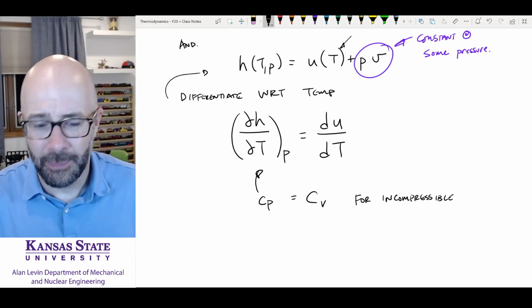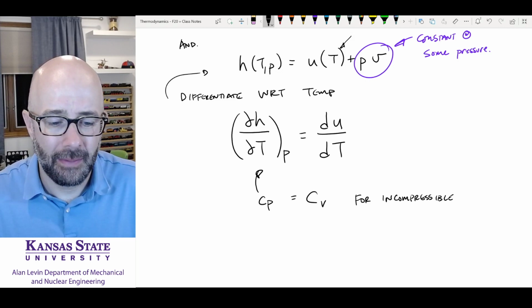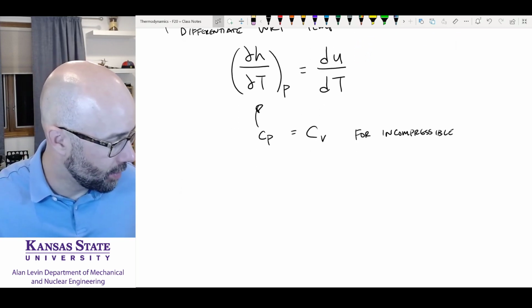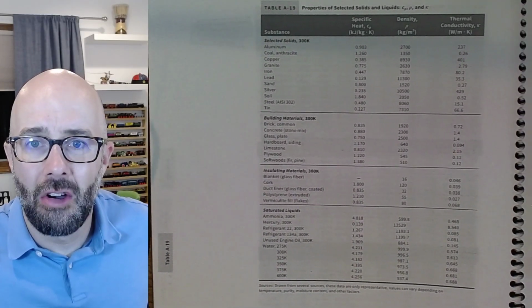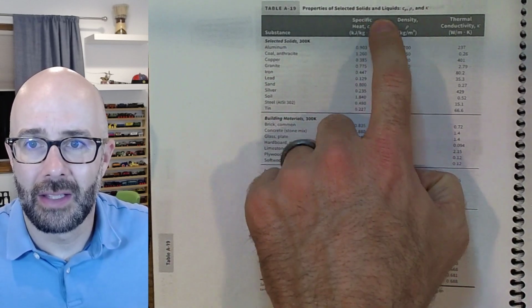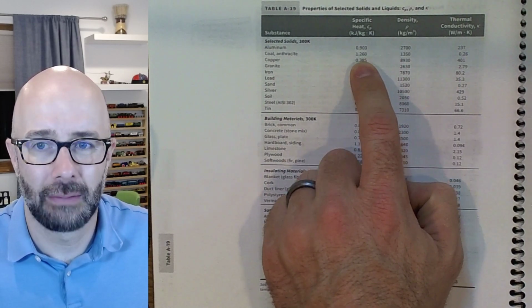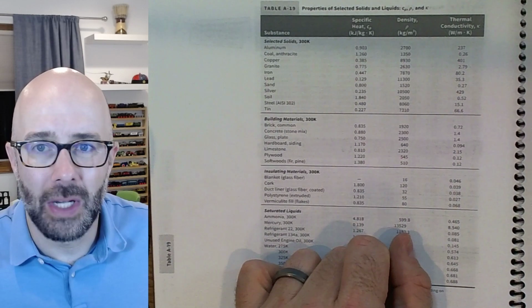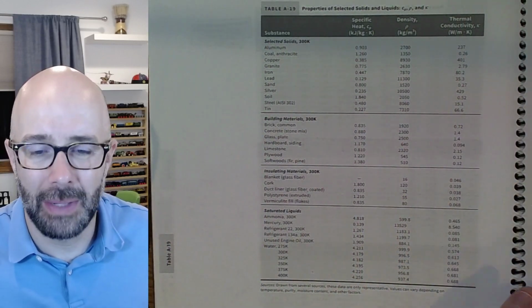Okay. Now, C sub P for solids, if we go back to our table here on the document camera, as you notice, for solids and liquids, we only give C sub P, the specific heat at constant pressure. That's what they provide you with in this table. It doesn't matter to us because C sub P is equal to C sub V for solids. So we just provide one, but notice it can be the same for both.